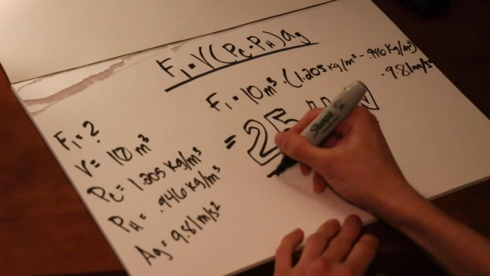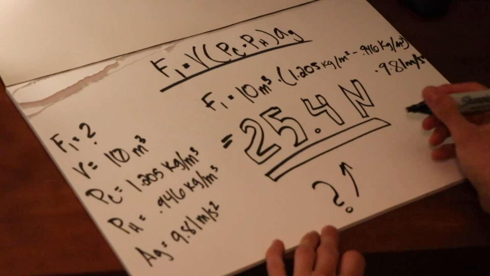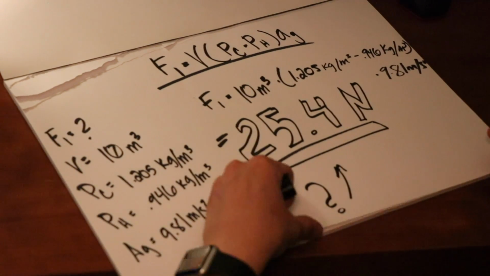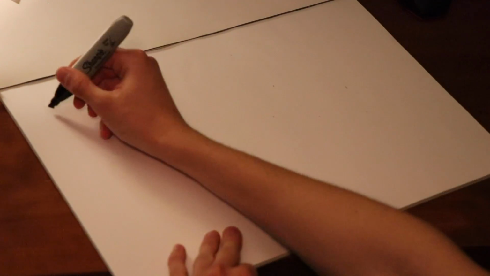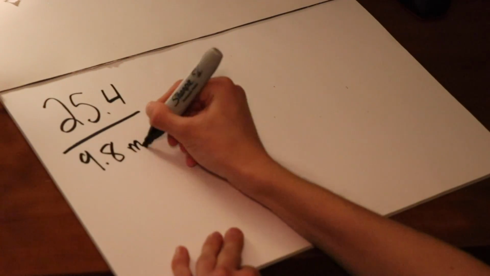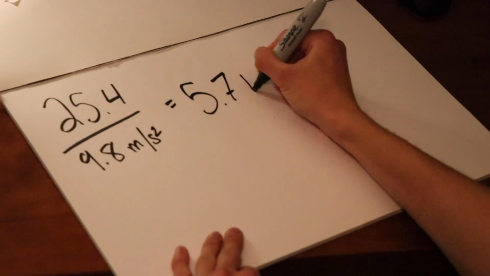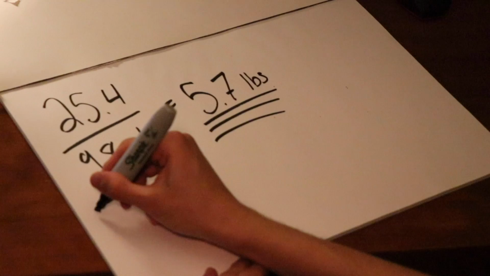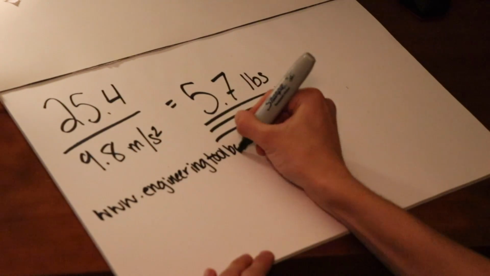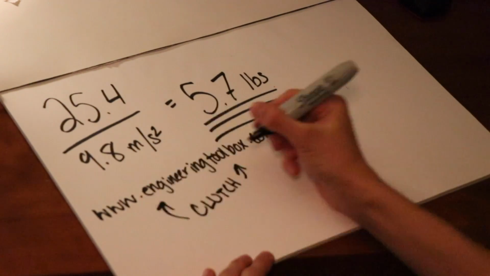But wait, there's more. To find the actual lifting force we students understand, we simply do the 25.4 newtons divided by 9.8 meters per second squared, again, gravity. This will give us 2.6 kilograms or 5.7 pounds. And special thanks to engineeringtoolbox.com for the example problem.